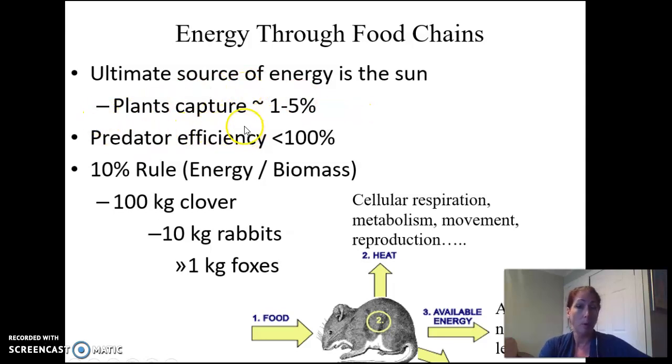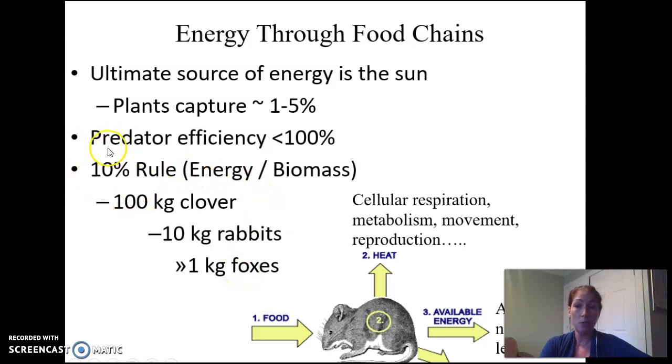Now predators, none of them are 100% efficient. So what we go by is what's known as the 10% rule. Typically this is either for energy or biomass. So how much energy is transferred in the amount of joules, or biomass, how much weight of living things. So here's a biomass example. I have a field of 100 kilograms of clover. What that amount of clover can support is 10 kilograms of rabbits, so about 10 rabbits. And what that can support is about 1 kilogram of fox. So that's probably actually less than a fox, maybe half a fox. So 10% of that biomass is transferred up.